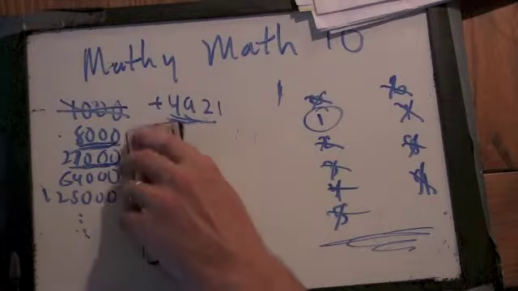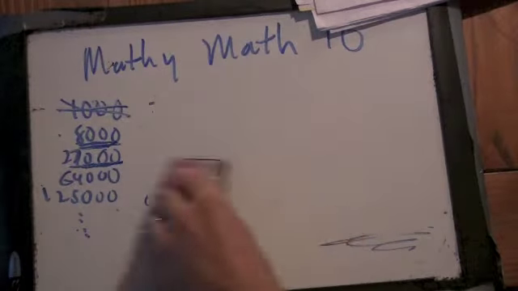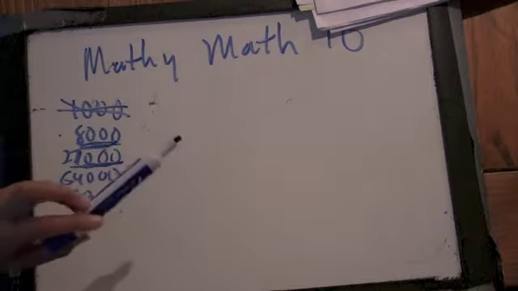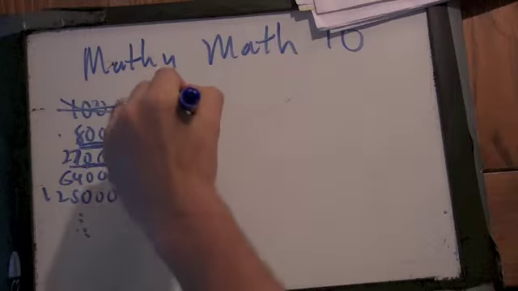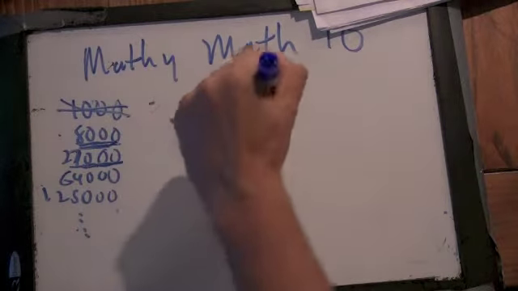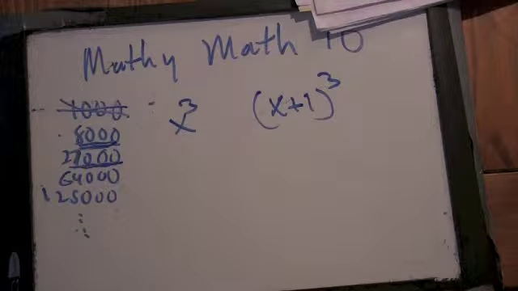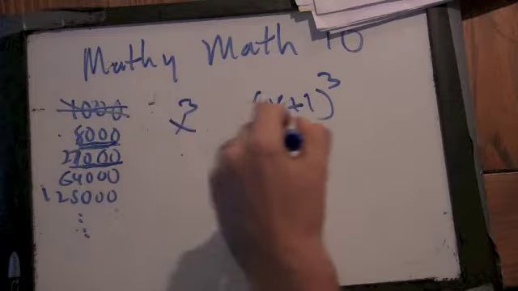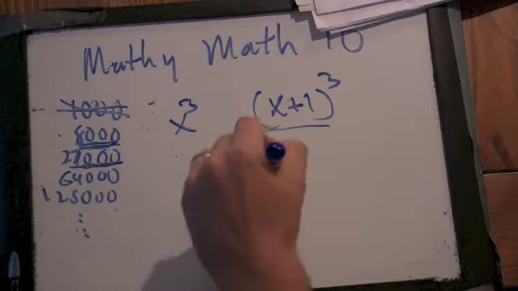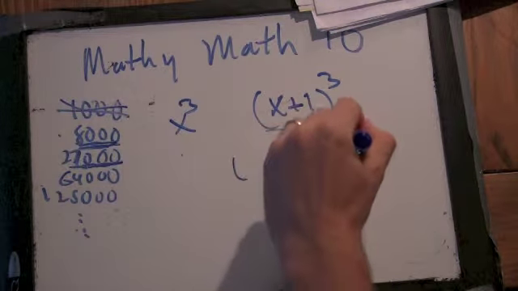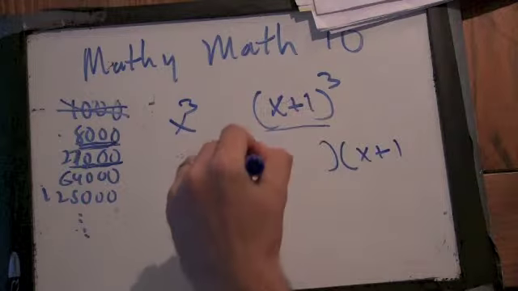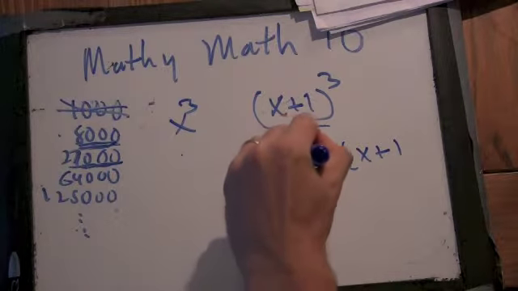Okay, so we can check all the numbers all at once, actually, by saying we're looking at the difference between x cubed and x plus 1 cubed. Okay? This is just x cubed. Do you know what x plus 1 squared is? It's x squared plus 2x plus 1.